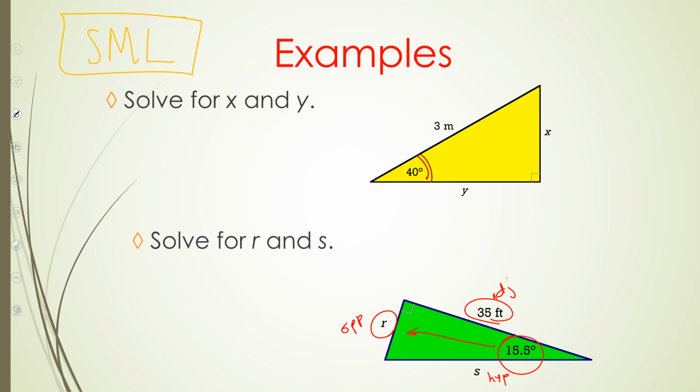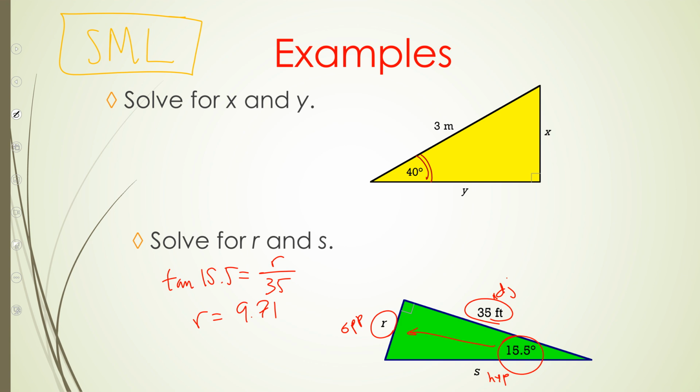Tangent. There you go. Okay, so therefore set up your equation. The tangent of 15.5 is equal to the opposite side over the adjacent side. Are we good on the algebra there? Good, so then tell me what R is. R is 9.7, 2 decimal places. 7.1? Okay.